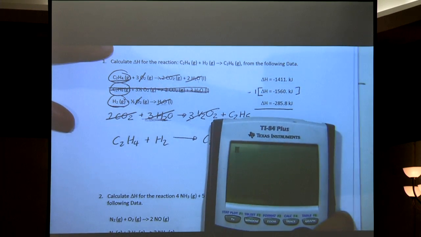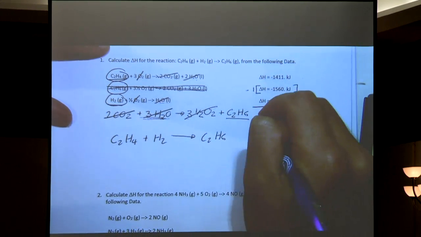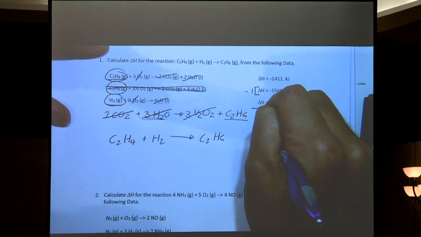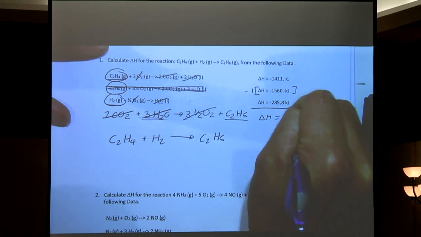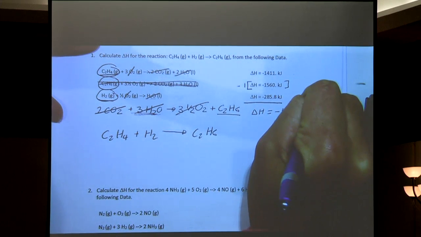So we go negative 1, 4, 4, negative 1, what did I just do? Negative 1, 4, 1, 1, plus, because we just changed the sign, 1, 5, 6, 0, plus a negative 2, 8, 5.8. And we get delta H for this reaction minus 136.8 kilojoules.